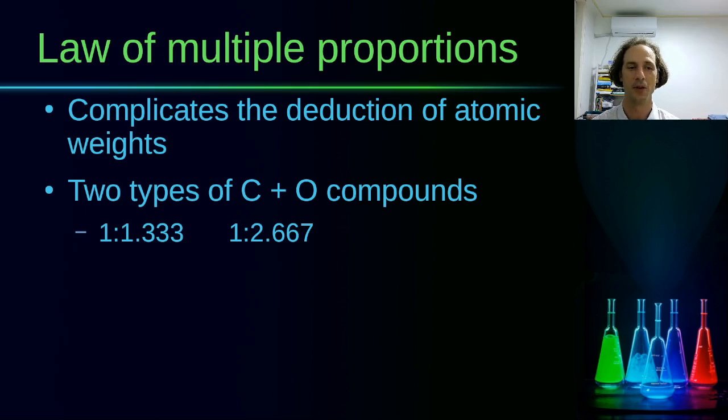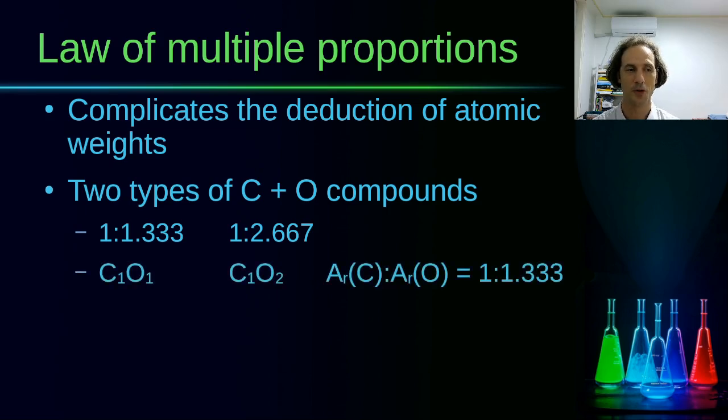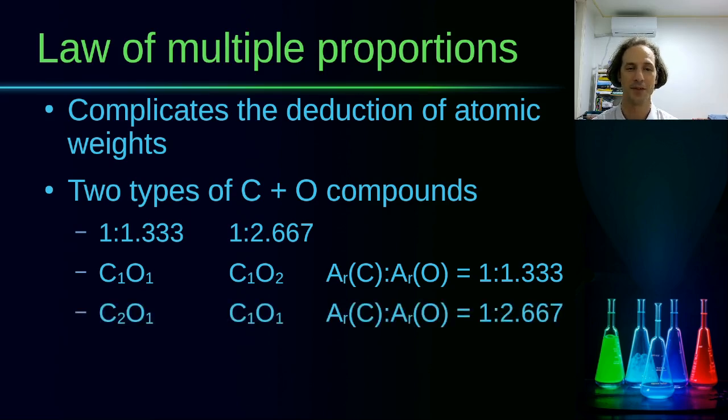So let's consider the compounds made up of carbon and oxygen. In one of them we have a carbon to oxygen mass ratio of 1 to 1.333, and in the other we have 1 to 2.667. If we assume that in the first one the atomic ratio is 1 to 1, and in the second one, for every one carbon atom we have 2 oxygen atoms, then the relative weight of these two atoms will be 1 to 1.333. But if we assume that the second one is the one where we have the atoms at a 1 to 1 ratio, and in the first one we have 2 carbon atoms for every 1 oxygen atom, then we would have different relative atomic masses for these two atoms.